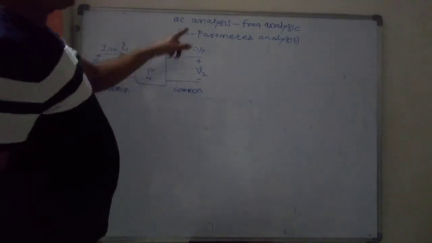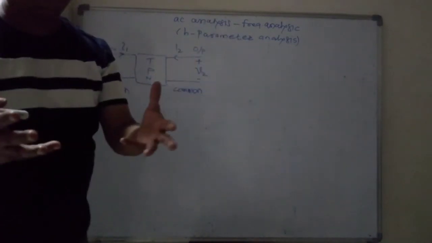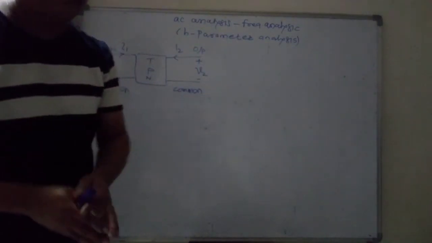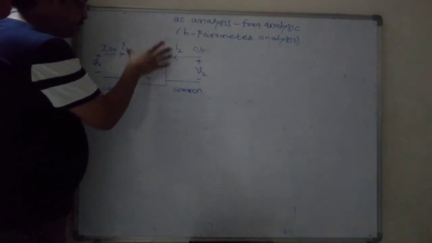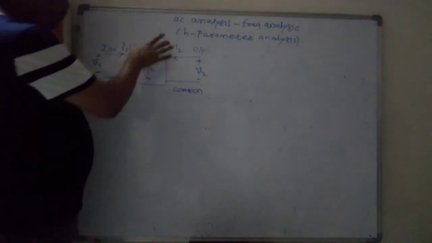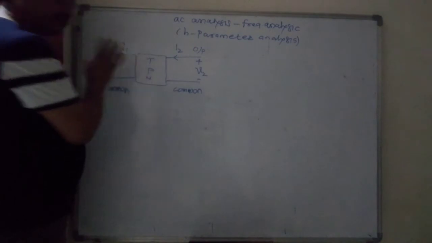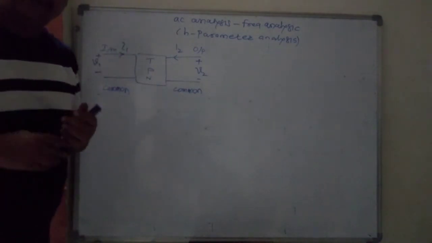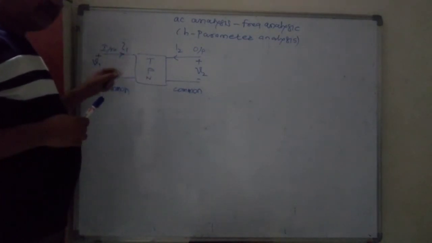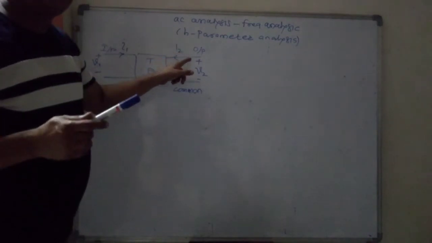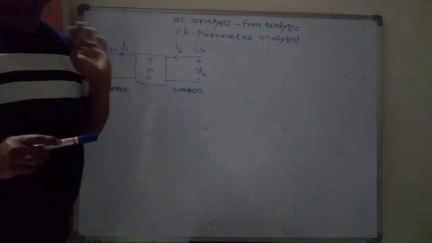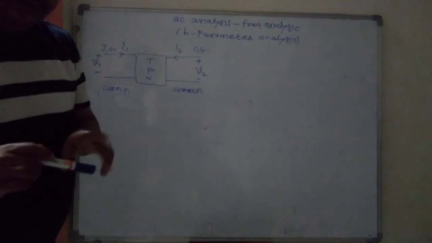Part of our syllabus is hybrid parameters. Hybrid of two. Both voltages dependent, both currents independent; both currents dependent, both voltages independent. Hybrid: one voltage and one current are dependent on other current and voltage. Are you getting my point?